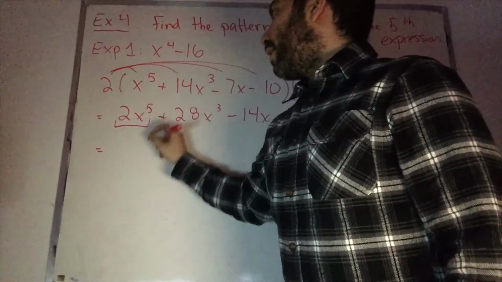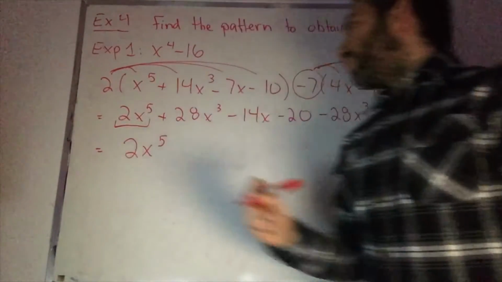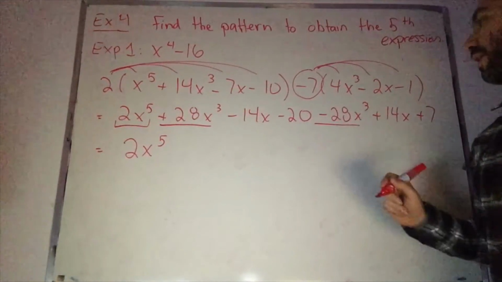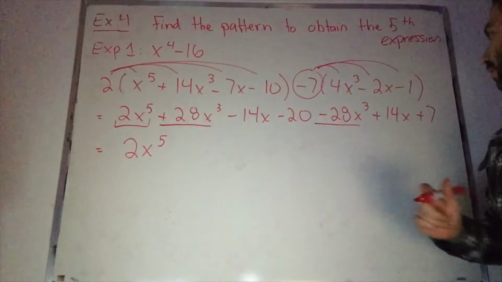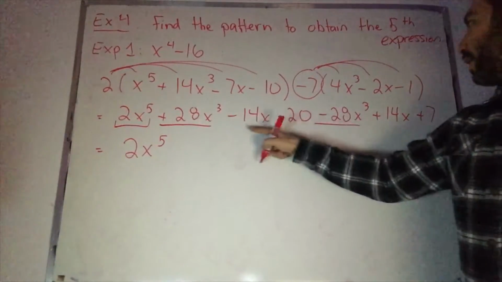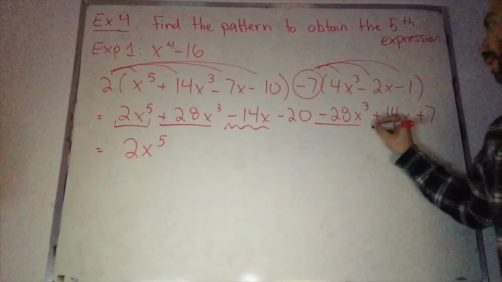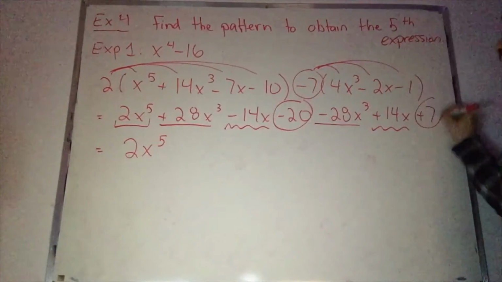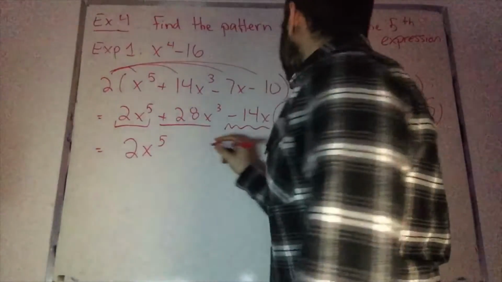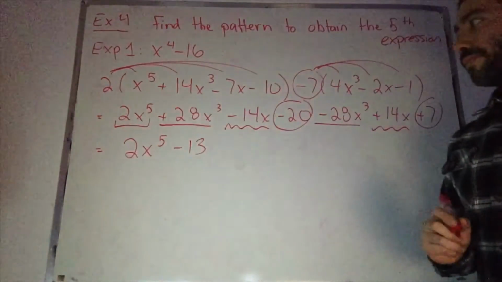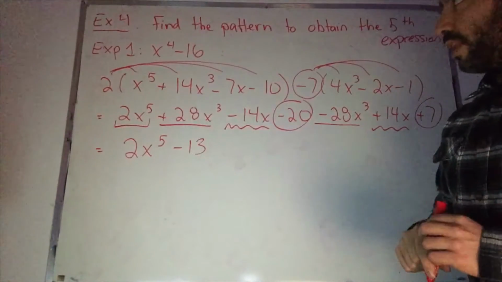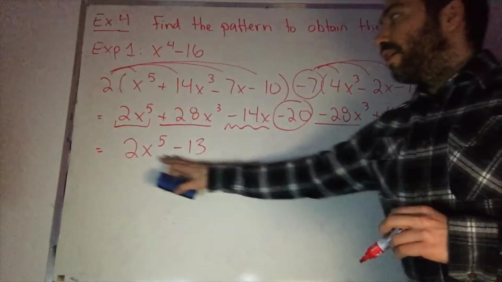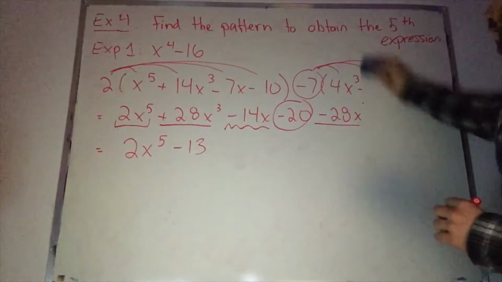This is the only x to the 5, so we'll leave it, 2x to the 5. We have positive 28x cubed, and we have minus 28x cubed, so they cancel each other. So those are done. Next we have, there's no x squareds. Next we have negative 14x, and we have positive 14x, so those guys cancel as well. And lastly, we have minus 20 and plus 7. So negative 20 plus 7 gives us minus 13. And that's our final answer for expression 2. So let's erase our work. Make sure you got the same thing as me, 2x to the 5 minus 13. And let's write it on the top of the board.